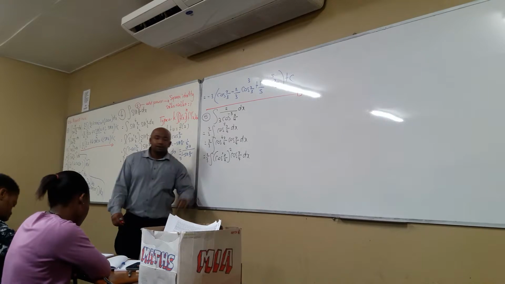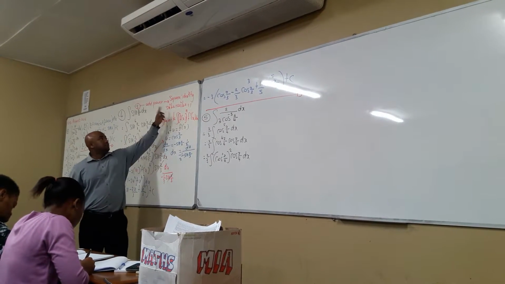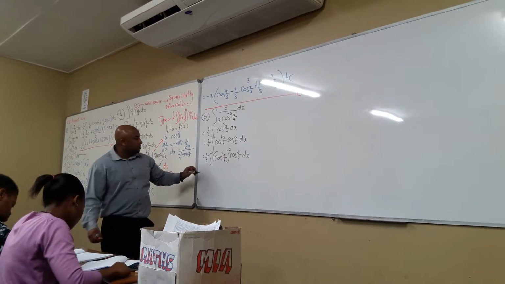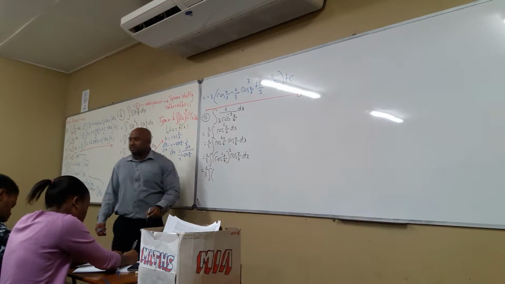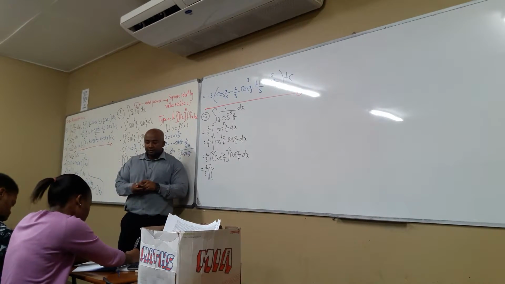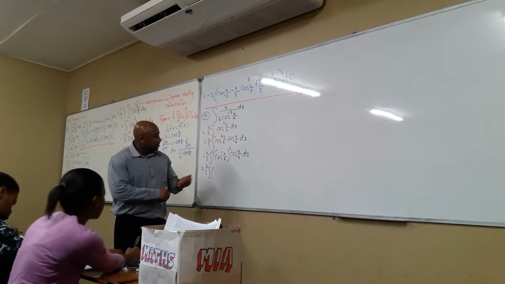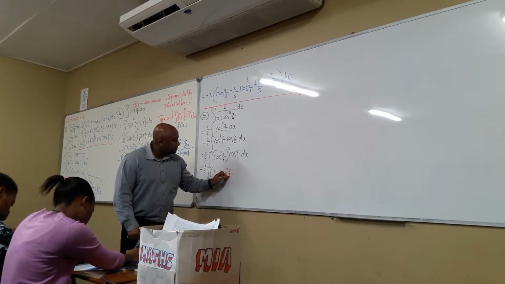So now that we have cos squared, you go to your identity, sine squared plus cos squared is equal to 1. But this is not sine squared plus cos squared, it is just cos squared. So how can we replace cos squared? This will be 1 minus sine squared.